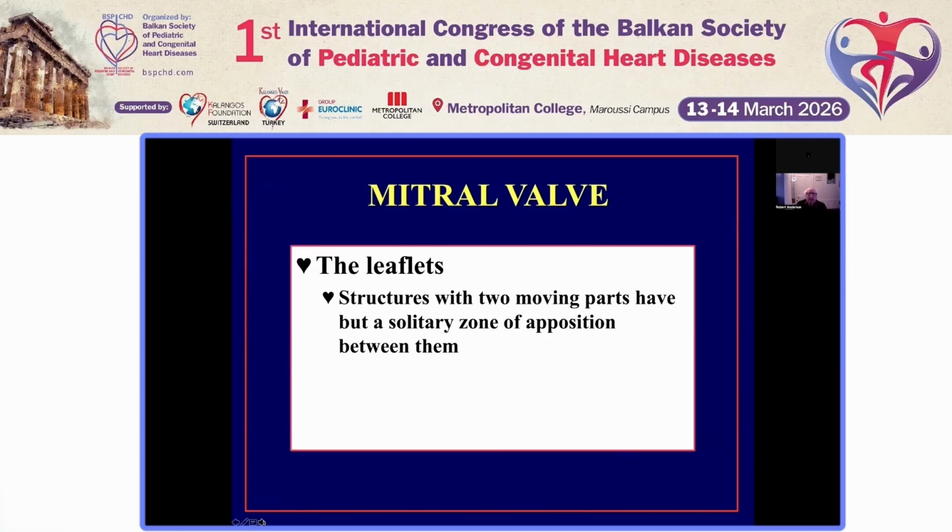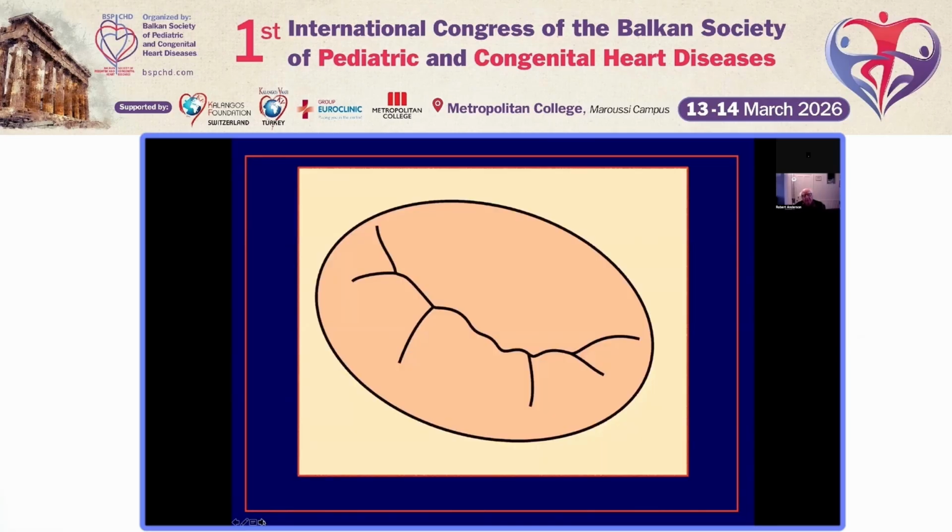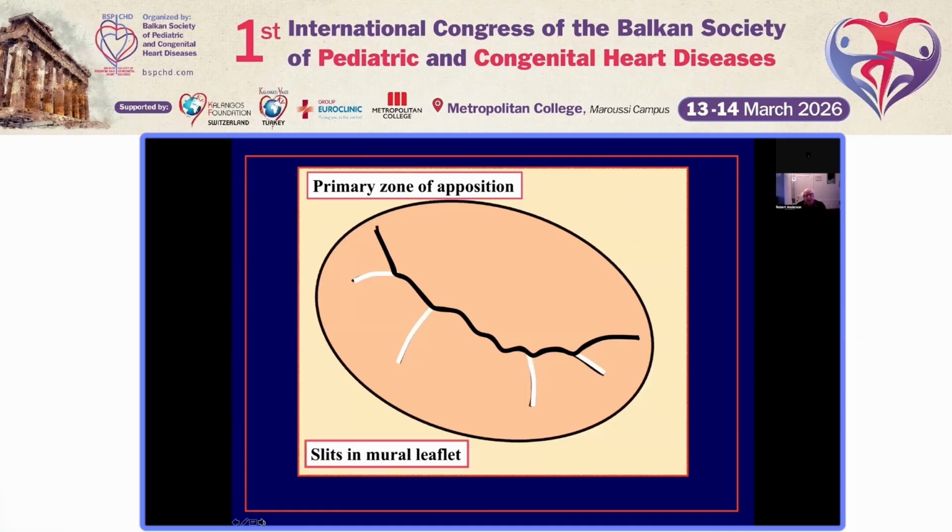Now, when we think of anything that has two moving parts, there is but a solitary zone of apposition between them. But I'm sure most of you still recognize the so-called commissures, but they are no more than the ends of the solitary zone of apposition. And we can see that if we draw the valve in its closed position. So there is the primary zone of apposition, but there are slits in the mural leaflet.